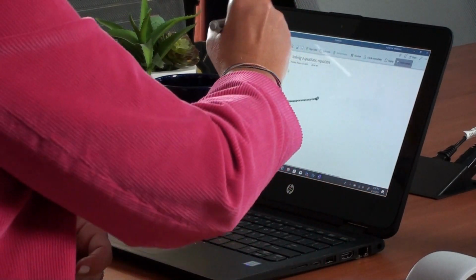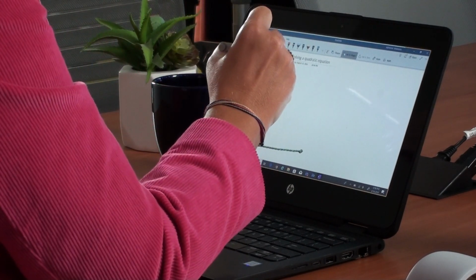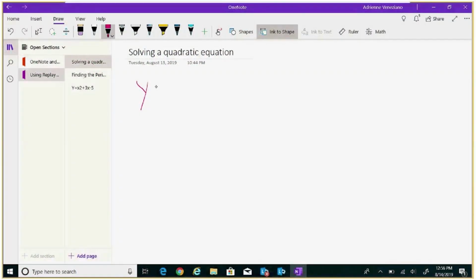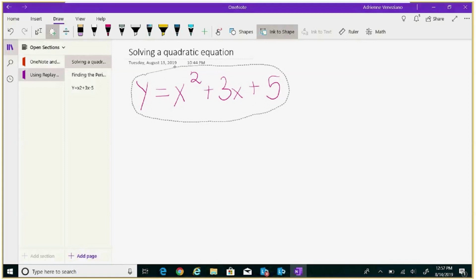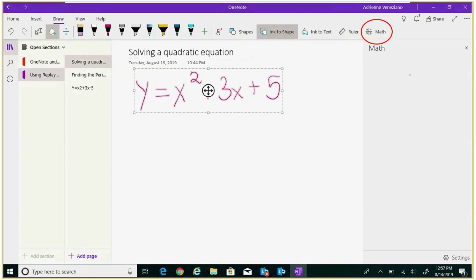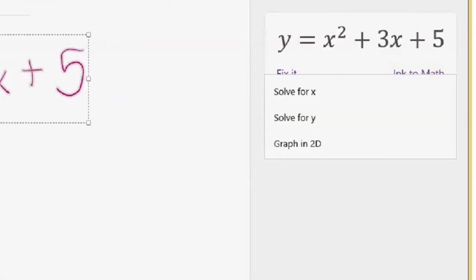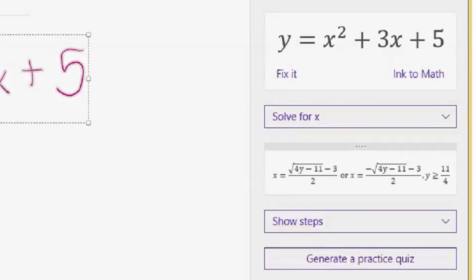So once again, using the Draw tab, I'm going to write out my quadratic equation: y equals x squared plus 3x plus 5. Picking up the lasso within the Draw tab, I select the quadratic equation, select Math Solver, ensure that what I have written and what has been produced is the correct quadratic equation, and then select an action. I want to solve for x. Select Solve for x. Here is my solution for x.